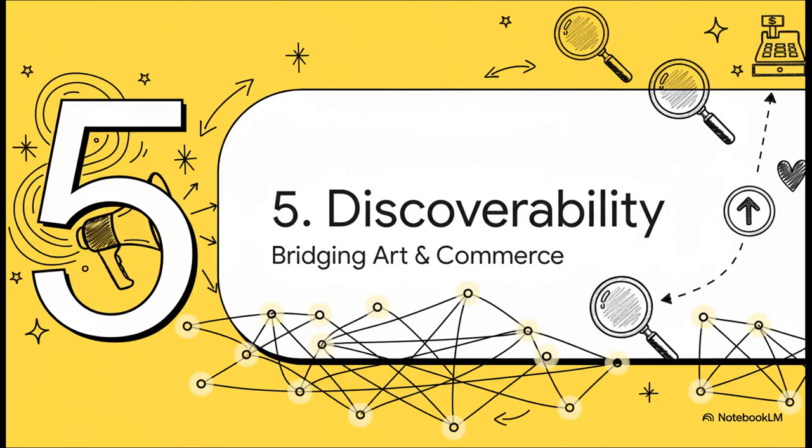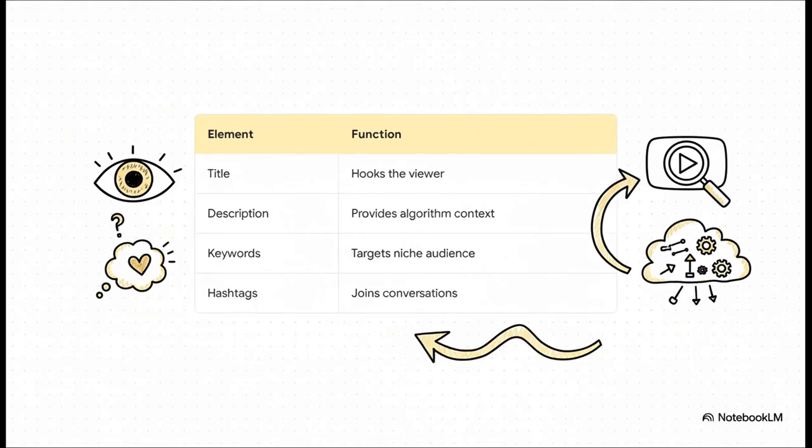Okay, so we've engineered this beautiful, emotionally powerful story. But what good is it if nobody ever finds it? This final piece of the blueprint is all about bridging that gap between art and commerce. It's about making sure the story is discoverable. This table breaks down the strategy, and really, it's a masterclass in speaking two languages at the same time.